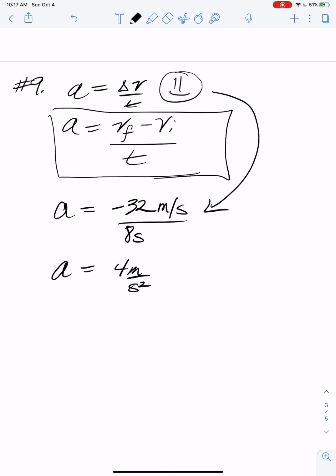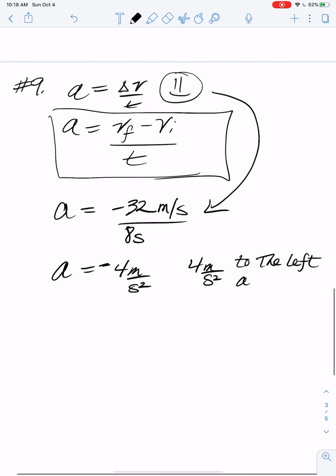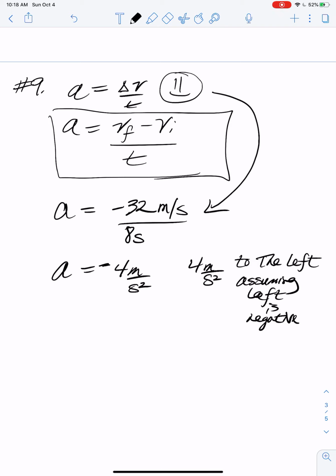And remember that this is the same, whoops, negative sign wasn't there, same as 4 meters per second squared to the left, if left is negative, assuming that's the case, right? Assuming left is negative. So it might not be, right? So you could have said 4 meters per second squared in the negative direction. Remember, this also could have been written as acceleration equals negative 4 meters per second.